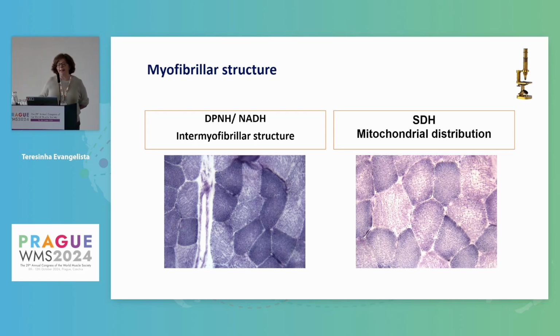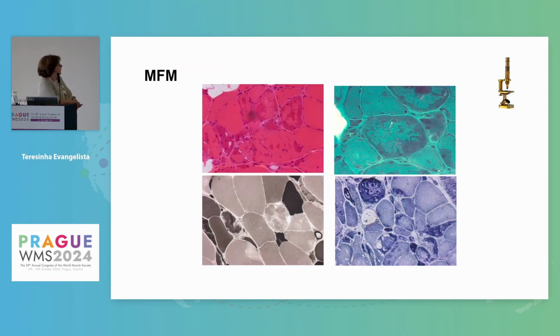The other thing we look at is the myofibrillar structure, and for that we use two oxidative stainings, DPNH and SDH. I'm not going to talk much about the structural myopathies because Regan has already talked about the core, central core, multi-mini core, and I'm more on the adult side. One of the groups of myopathies where we can find anomalies of the intermediate fibrillar structure are the myofibrillar myopathies.